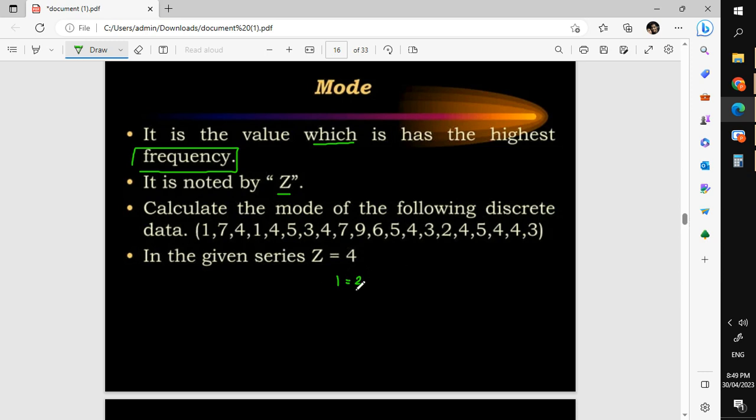And then we have 7. The number 7 occurs how many times? We have 1, 2, 2 gihapon. Then we have the number 4. How many times did it occur? So we have 1, 2, 3, 4, 5, 6, 7. And then we have another digit which is 5. So how many times did it occur? You have 1, 2, 3.